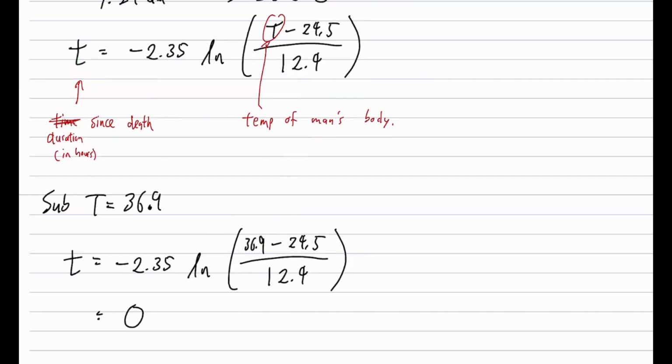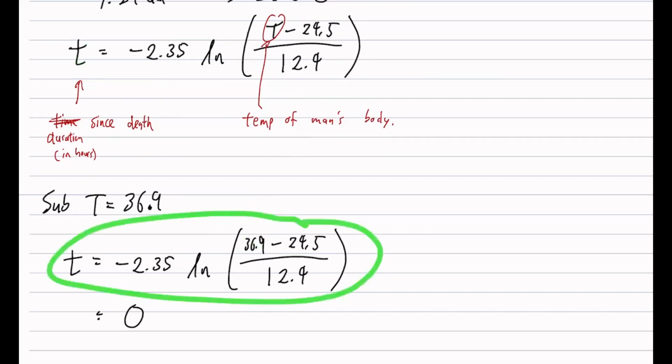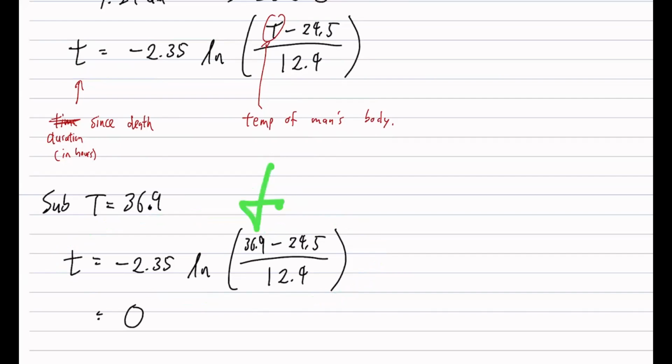No, he is dead. It's just that this formula is very generic, so it accounts for the case where he is still alive. When you sub in capital T equals 36.9, you will get little t equal to 0. So what is the interpretation? It means 0 hours have passed since he died. So he is still alive, or at least at the point where he just died. It's 36.9. Then once he died, his temperature starts to decrease, then the t starts to increase.